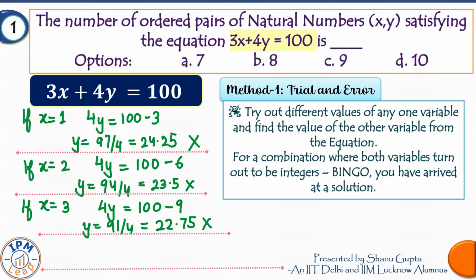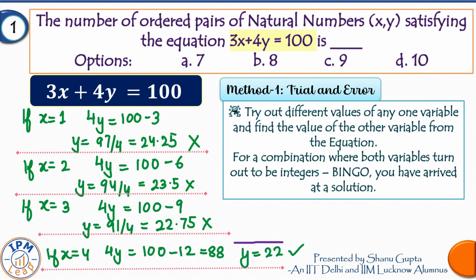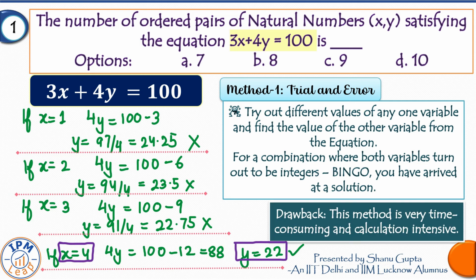Let us take x is equal to 4 and fingers crossed. For x is equal to 4, y is equal to 100 minus 12 upon 4. 88 upon 4 is 22. Bingo, we have arrived at a solution because in this combination of x and y, both are integers and together they satisfy the equation. But now, after this exercise, I am sure you understand the drawbacks of this method.